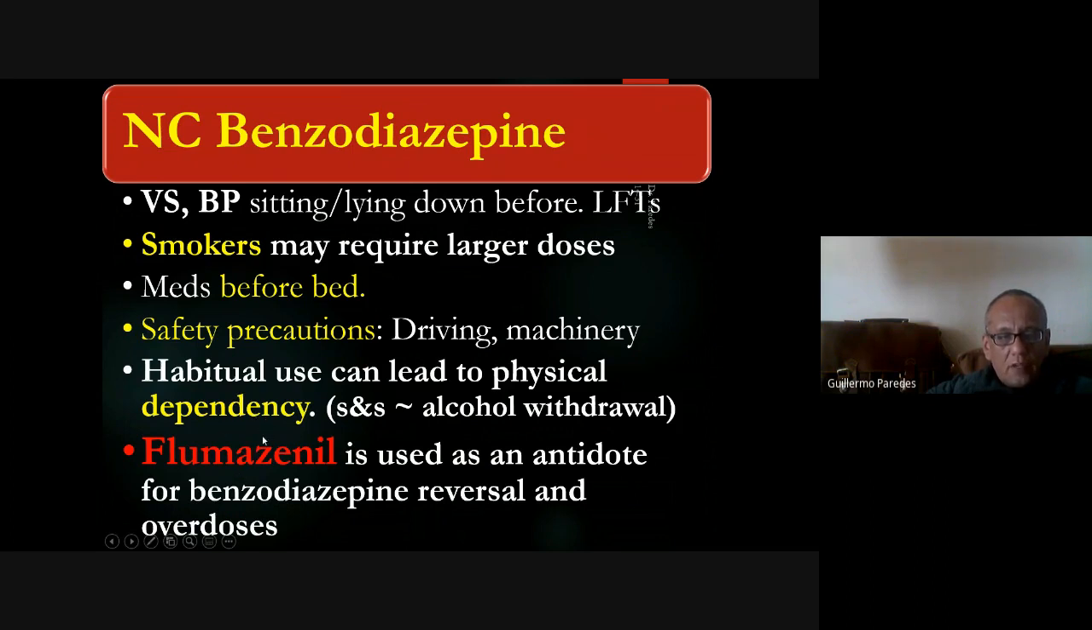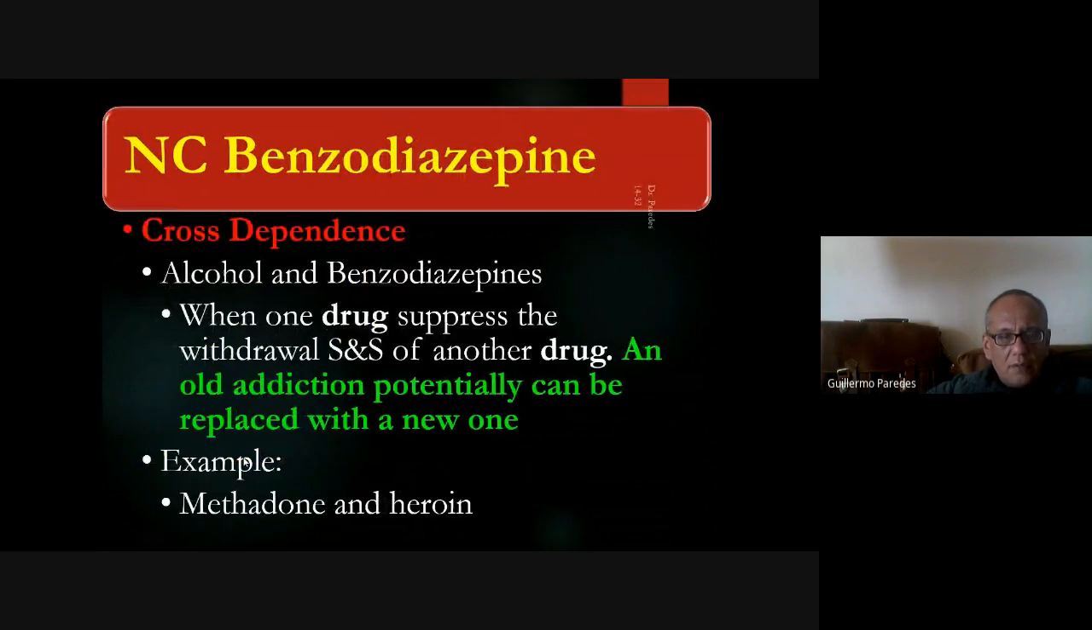Question, huge for NCLEX. NCLEX tip here: flumazenil. Open eyes, open ears. Flumazenil is the antidote for all benzodiazepines. We have cross-dependence. That is when one drug suppresses the withdrawal signs and symptoms of another drug. For example, if you have alcoholism and withdrawal syndrome, and you take the benzodiazepine for a long period of time, that means the alcohol addiction can potentially be replaced with another one. So you become dependent on the benzodiazepine.